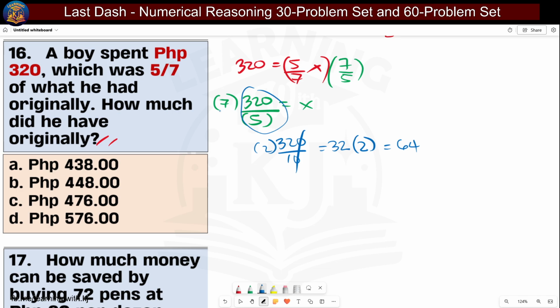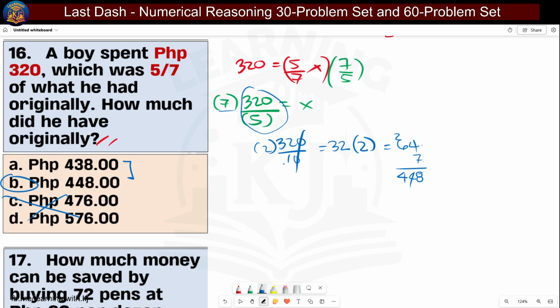Now, 64 times 7. We have here 64 times 7. 4 times 7, this is already 28, 8 yung pinakalast. Therefore, ito na lang yung pwede mong pagbasehan. The other 2, you're gonna have to trash that one out. Now, 4 times 7 is 28. We have here 2. 7 times 6, that is 42. 42, we have 44. So, the answer is 448.